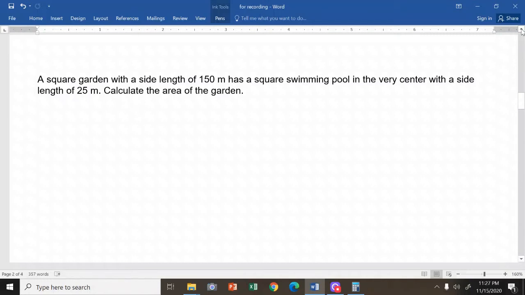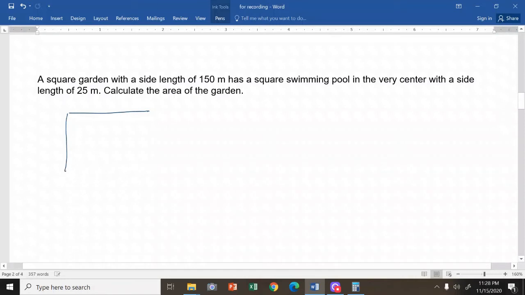Okay, so usually, kapag nagsosolve tayo ng mga word problems, mas maganda kung gagawa muna tayo ng illustration. Okay. So, illustrate natin na let's say, ito yung ating square garden. Okay. So, ang sabi dyan, meron tayong side length na 150 meters. Okay. So, since square yan, ibig sabihin, all the sides are equal. So, 150 meters on all sides.